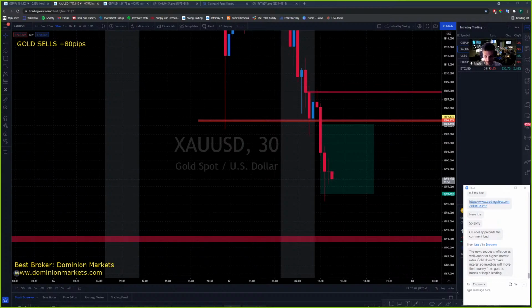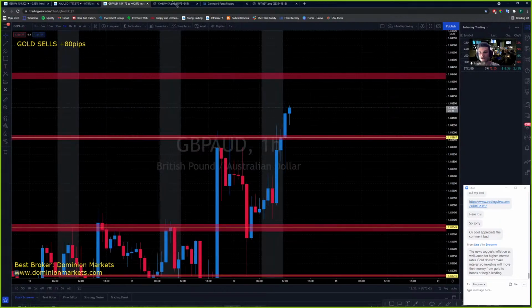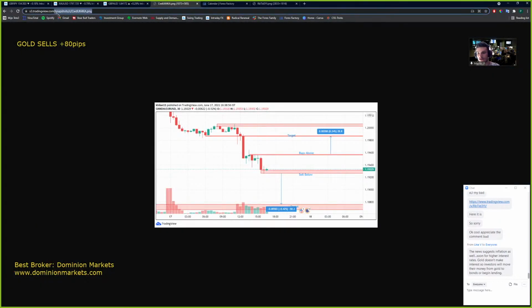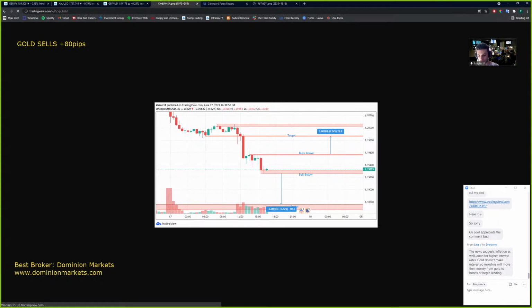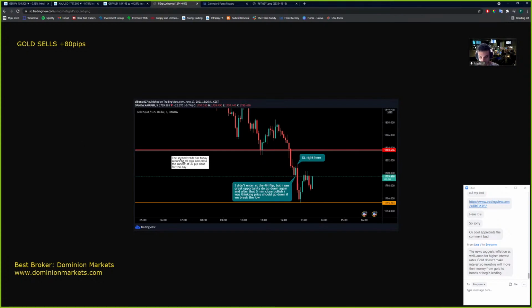Oh, we have a chart from Albano Z. Let's take a look at the chart from Mr. Albano Z. The second trade for today secured at 10 pips and closed the runner at 30 pips. Done for the day. I didn't enter at the 4-hour flip, but I saw a great opportunity to go down again. And after that 5-minute close bullish, I was thinking price should go down if we break the low.